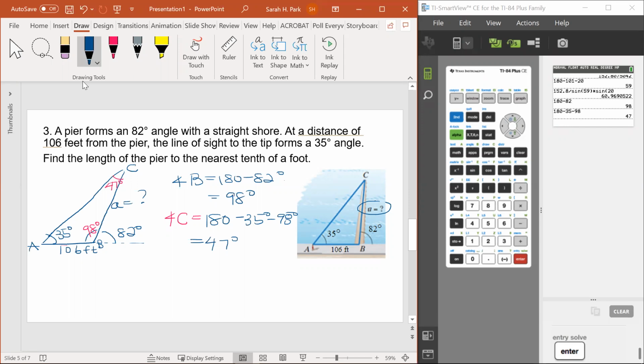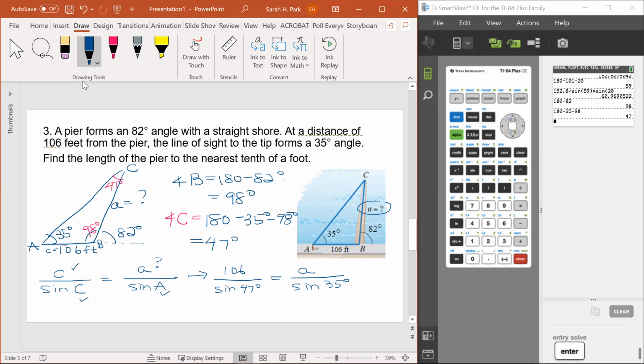I see that this is little c. We got little c, so we can use c over sine of C is equal to a over sine of A, because we got side c, we got angle C, we don't know a, and we got angle A. So if we set this up, c is 106 over sine of angle C, which we said was 47 degrees, is equal to a, which we're trying to find out, over sine of A, giving us 35 degrees.